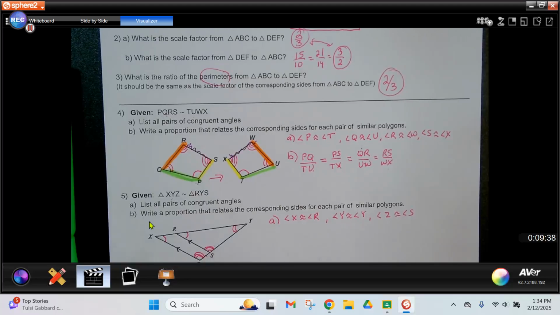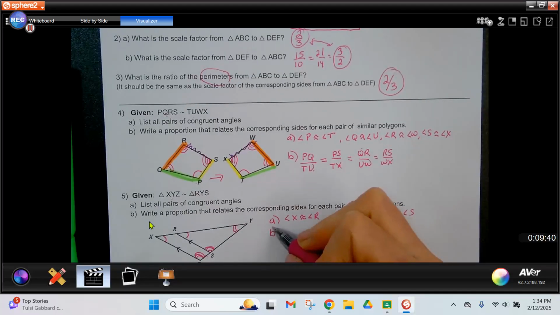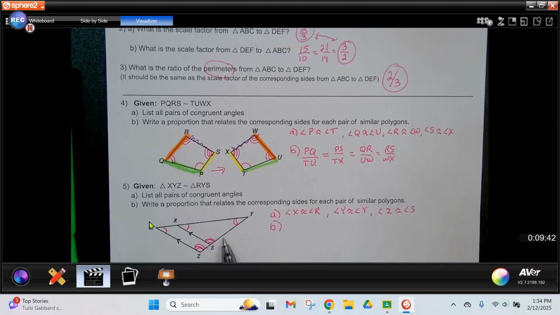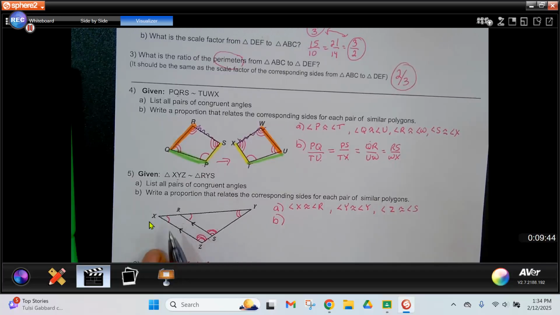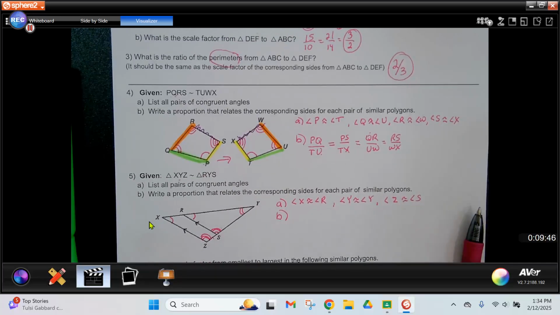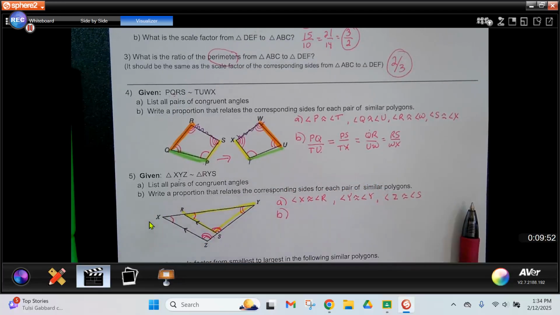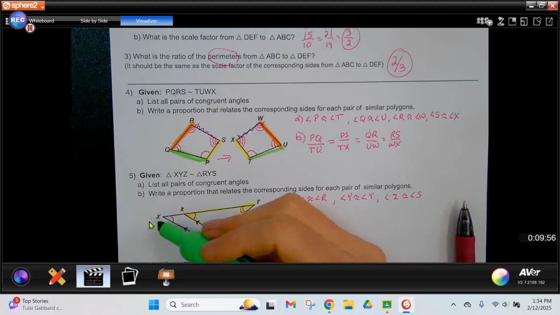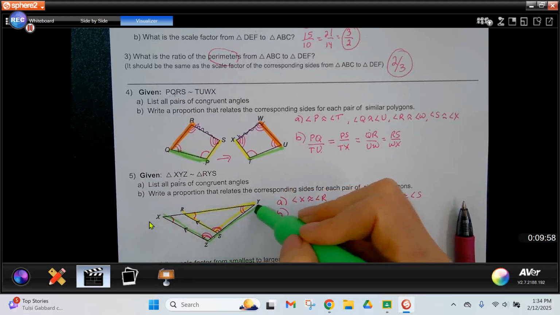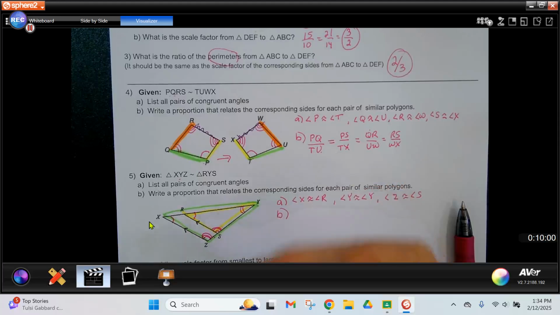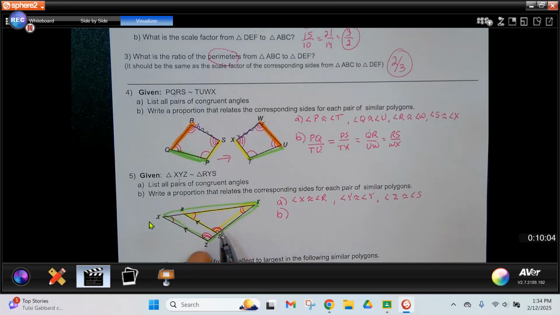These 2. Now we're going to write a proportion like we did up here. Now it's going to be a little harder to color code these, but let's look at this triangle here. This smaller triangle right here. This is the smaller triangle right here. And then this one right here. So you can see there's two triangles. Hopefully you can see that. We're going to find the corresponding sides.